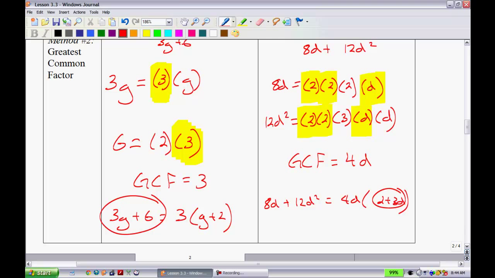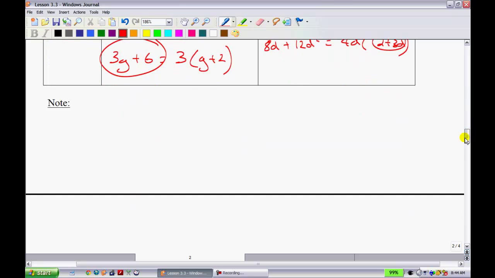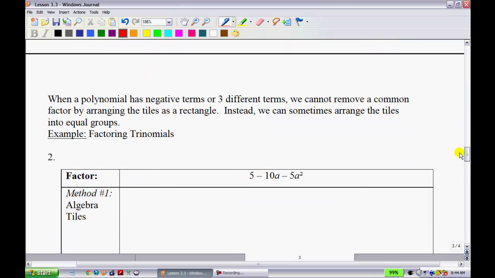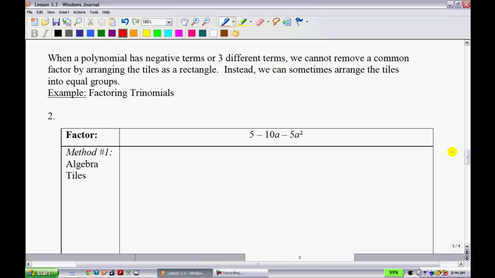Okay, let's turn on to the next page and try some that are a little bit more difficult. So the next one says, when a polynomial has negative terms, or 3 different terms, we cannot remove a common factor by arranging the tiles to form a rectangle. Instead, what we do here is I want you to arrange the tiles into equal groups. So this first one that we have here, 5 minus 10a minus 5a squared, all we're going to do is just try and group it.